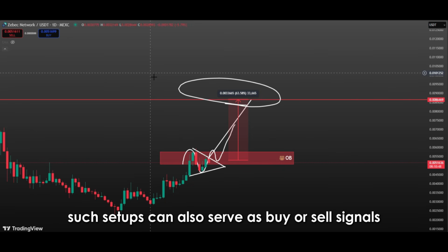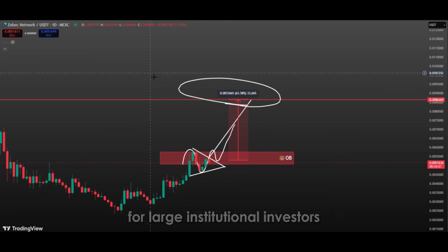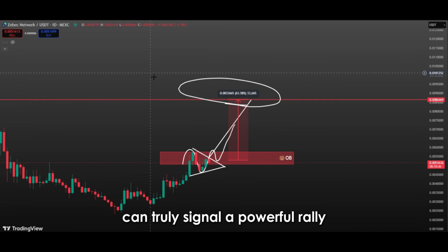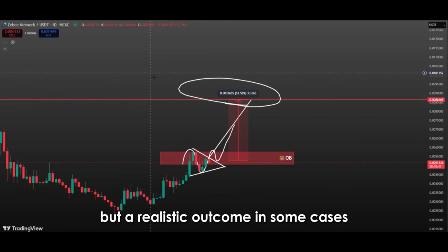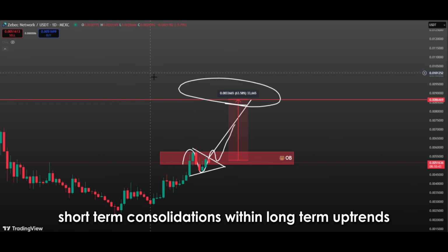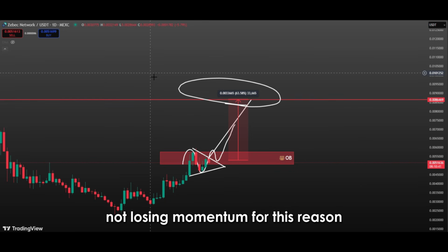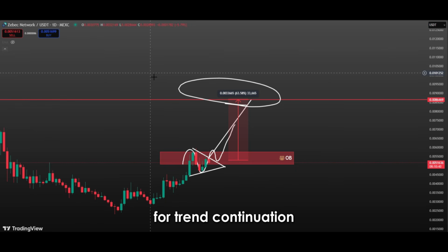Additionally, such setups can also serve as buy or sell signals for large institutional investors. Therefore, a flag breakout on a daily or weekly chart can truly signal a powerful rally, making the 60% target not a fantasy, but a realistic outcome. In some cases, these flag patterns can be part of much longer-term trends. Short-term consolidations within long-term uptrends indicate that the trend is merely taking a breather, not losing momentum. For this reason, flag patterns are considered one of the strongest signals for trend continuation.